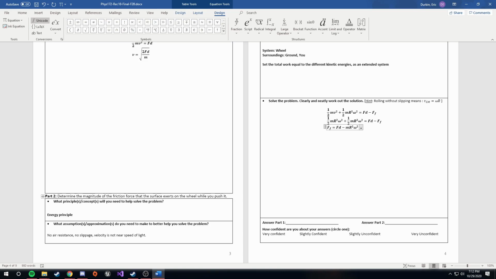What did you get? Like the friction force equals force times distance minus mr squared omega squared? Wait, say that again? Force times distance minus mv squared. I can't actually see your screen right now. It's still loading.